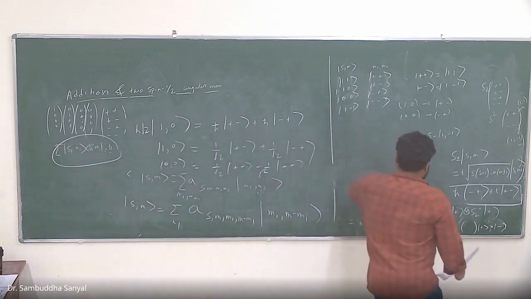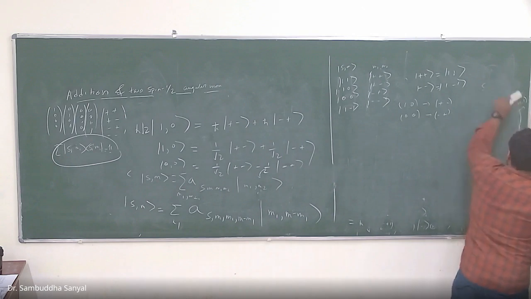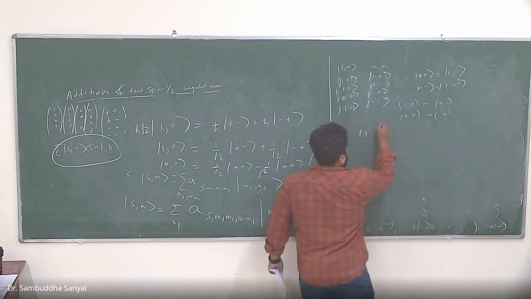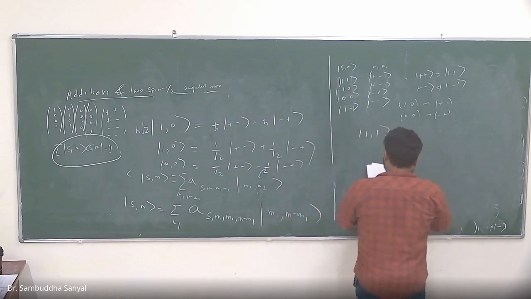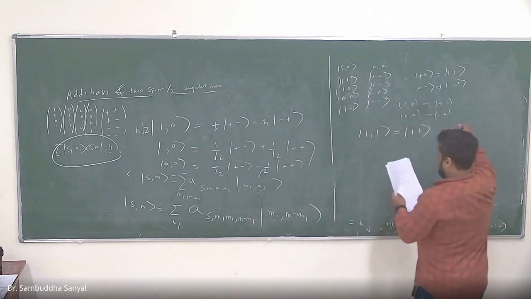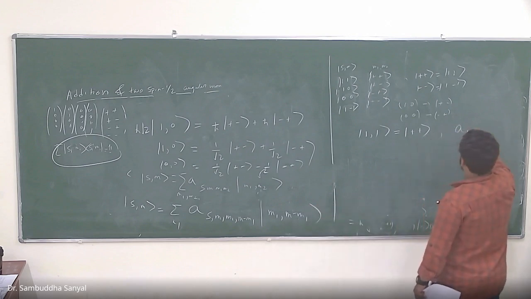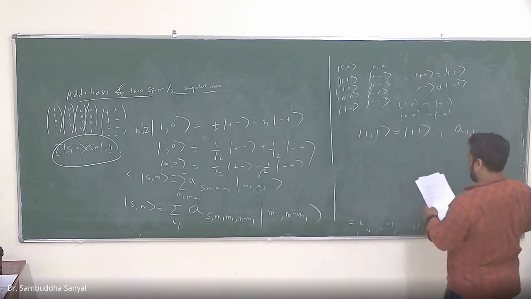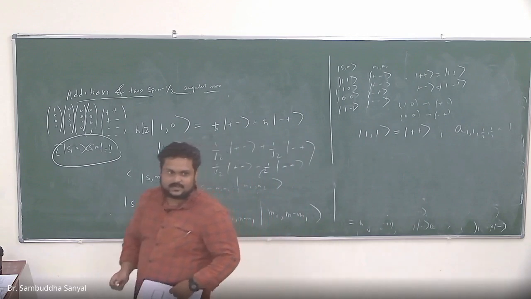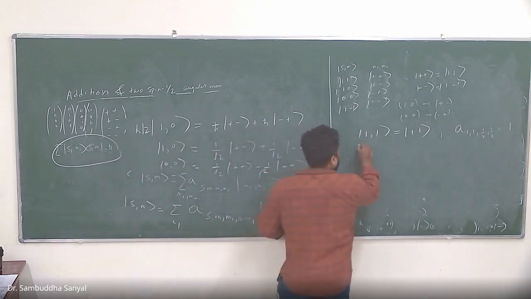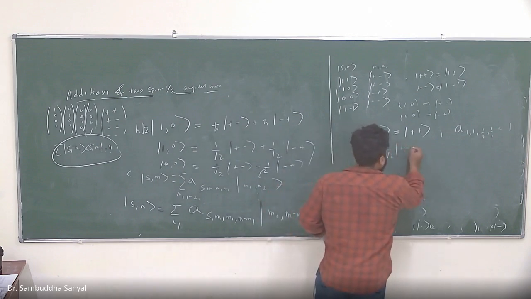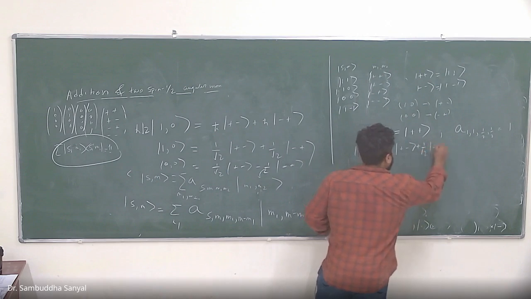So what did I find? One is plus plus. That we already found. That means A Sm is 1 and M1 and M2 are half. This is 1. First Clebsch-Gordan coefficient, we found this to be 1. So 1 0 is 1 by root 2 plus minus plus 1 by root 2 minus plus.